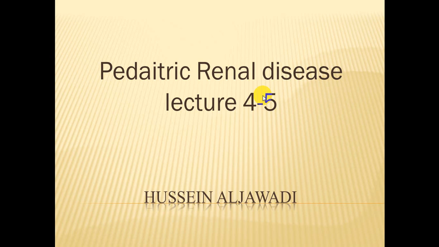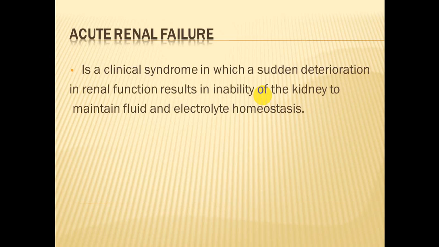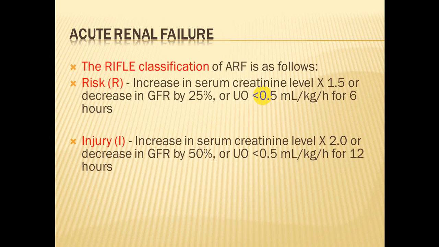We'll talk today in a series of pediatric renal disease. This lecture is really divided into two lectures. It's about renal failure. We start firstly with acute renal failure, defined as a clinical syndrome in which a sudden deterioration of renal function results from the inability of the kidney to maintain fluid and electrolyte homeostasis. This is the main function of the kidney.